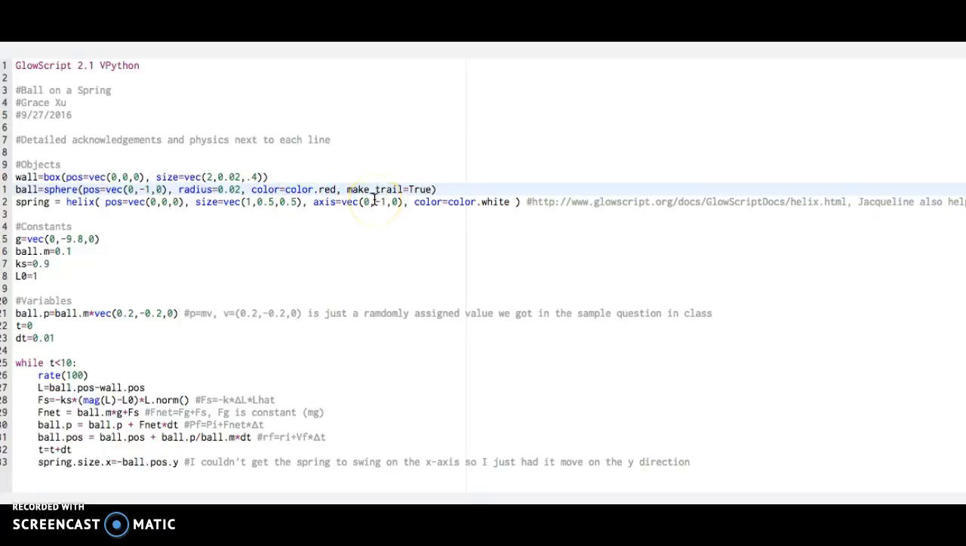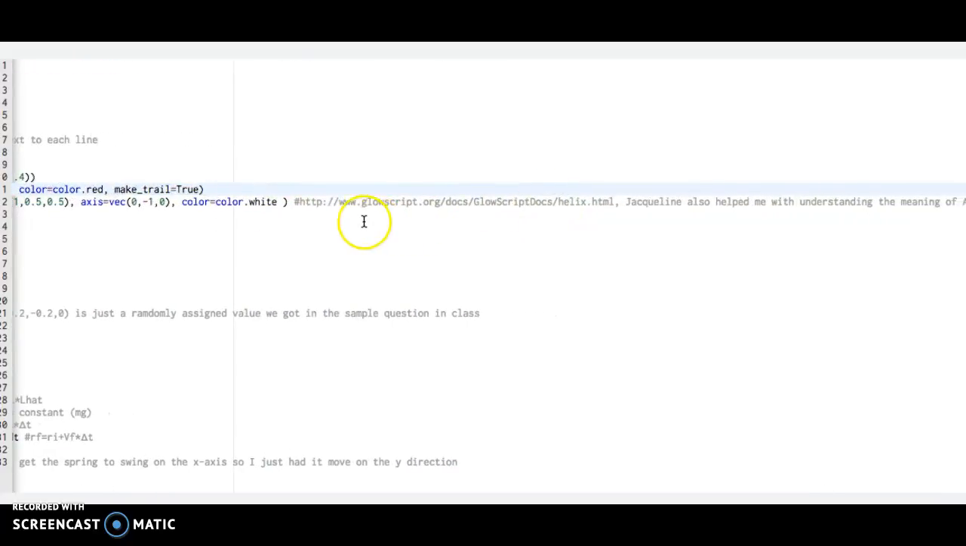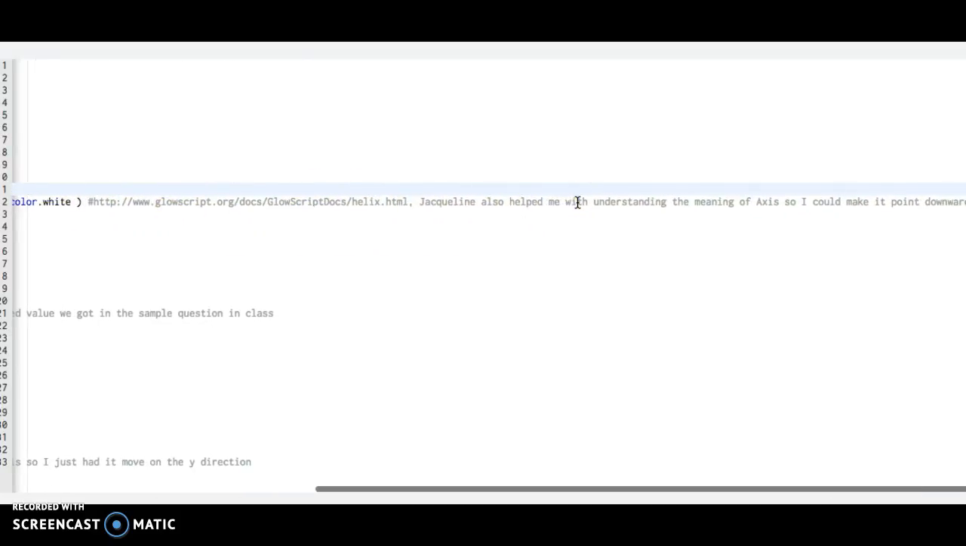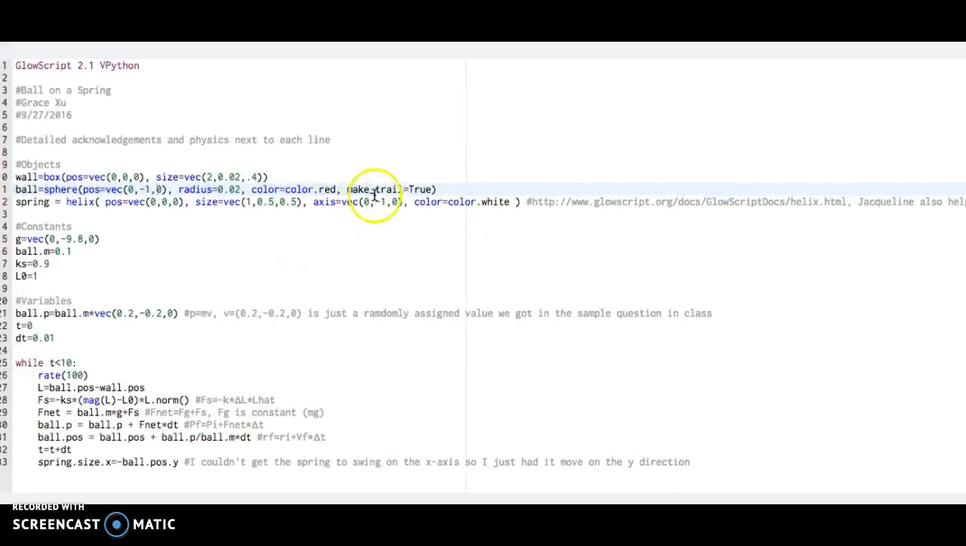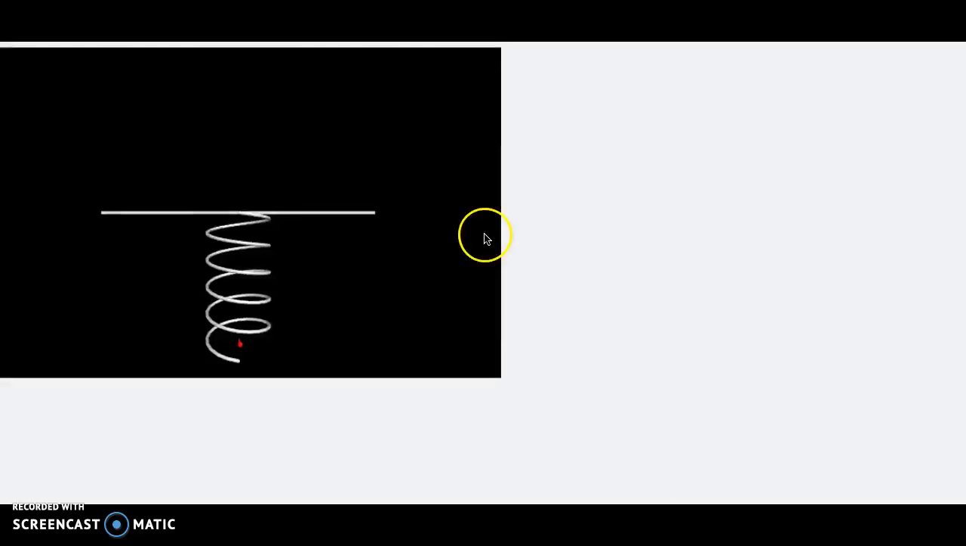I also redefined the axes so it points downward vertically. I had a lot of trouble with it, so I went to the GlowScript help website, and Jacqueline also helped me with the axes part because I was really confused. Oh no, sorry.